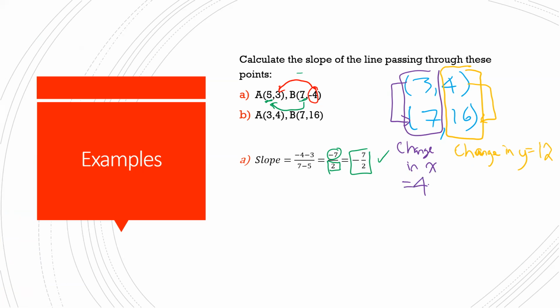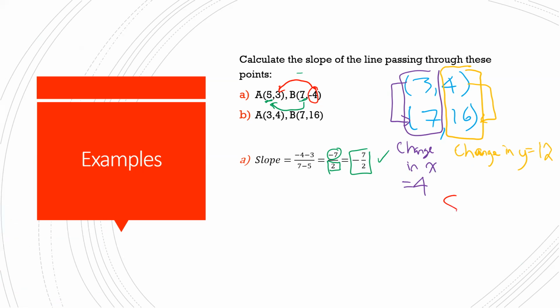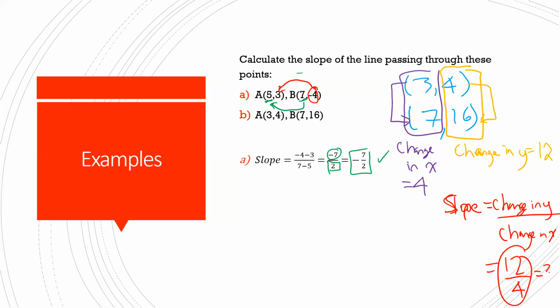So then my last step here is to calculate my slope. I'm going to put this all together. Oops, it's supposed to say slope. It's a little messy. My slope will be change in y over change in x. So that means that my change in y is 12 and my change in x is 4. So that means that my total slope is 3. And that's how I can calculate that.